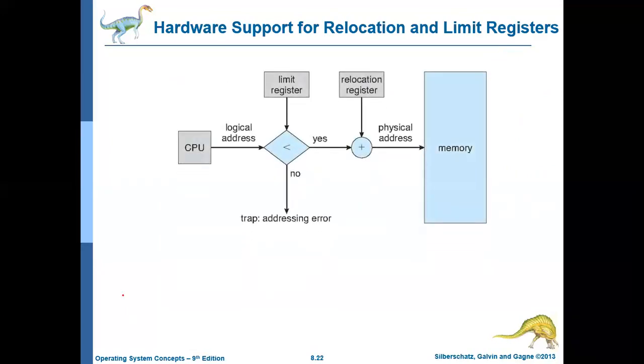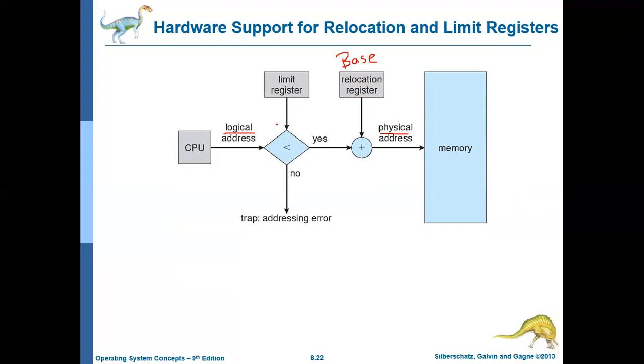So this diagram again explains the same thing. The CPU creates a logical address and that will be checked with the limit register, whether it is less than the limit register value or not. If it is less, it will be allowed to access. But before accessing, the address the CPU generated will be added with the content of the relocation register. Relocation register is nothing but the base register. That's it. And by adding that, what you get is called the physical address. And now the CPU will be allowed to access the memory content of that particular location.